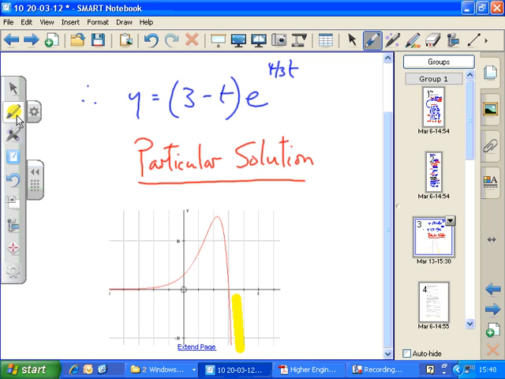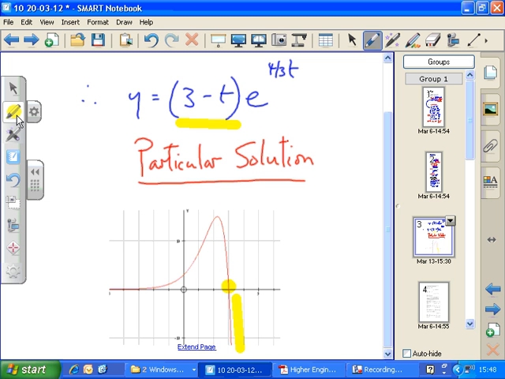And that makes sense in a way, because if you look at this part of it, 3 minus t, as t goes by, when t equals 3, 3 minus 3 is 0. So 0 times anything is 0. So in other words, when t equals 3, y equals 0. And that's confirmed here, look. When t equals 3, y equals 0. And then after that point, once t gets greater than 3, 3 minus a number bigger than 3 is going to be negative. So the value of y is always going to be negative.